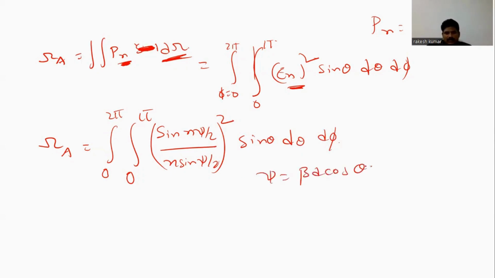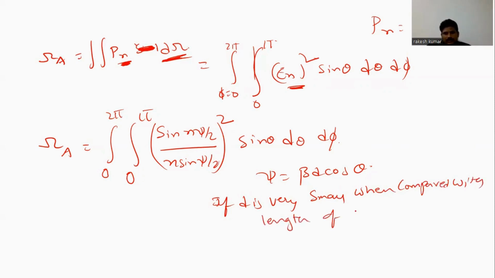beta d cos theta. Okay. So if d, the separation distance, is very small when compared with the length of the array, I can write sine psi by 2 as approximately equal to psi by 2. So sine psi by 2 can be made equal to psi by 2.